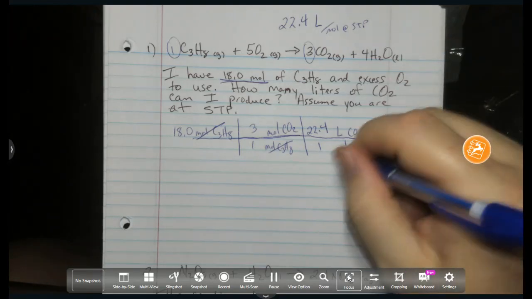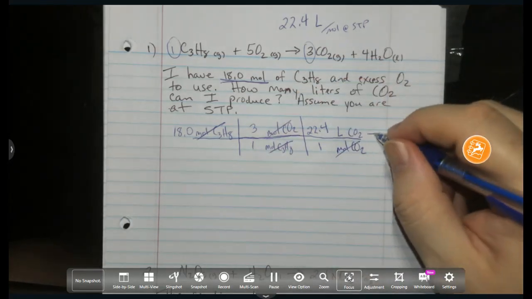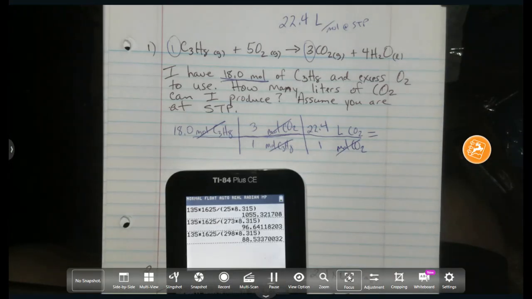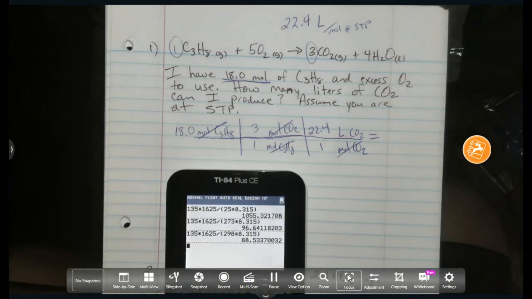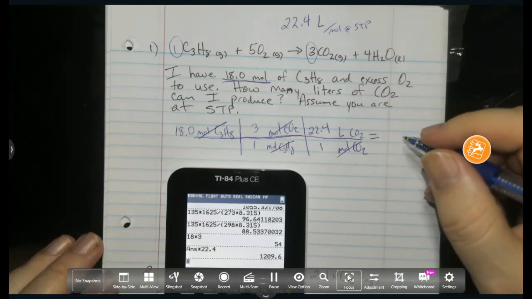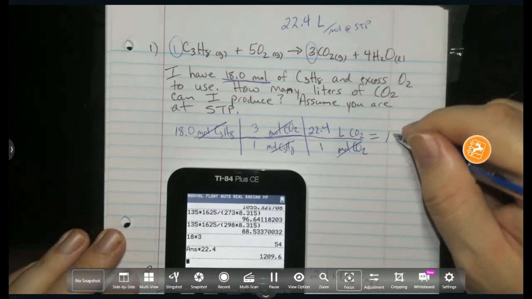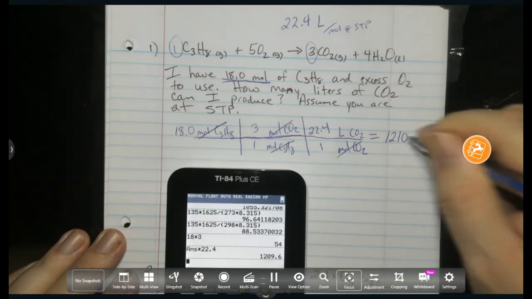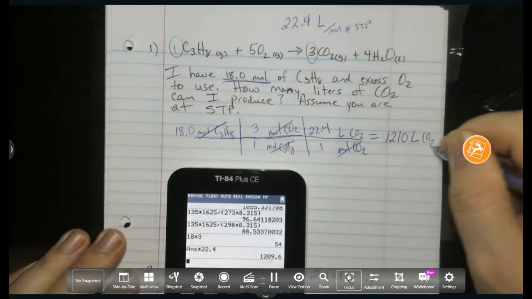It's just a fact. So that gets rid of your moles, and we'll get the calculator out. We will have ratioed and then polished this one off. So 18 times 3 times 22.4. All the numbers are on top. So that means we get, let's round this to 3 sig figs, 1,210 liters of CO2.